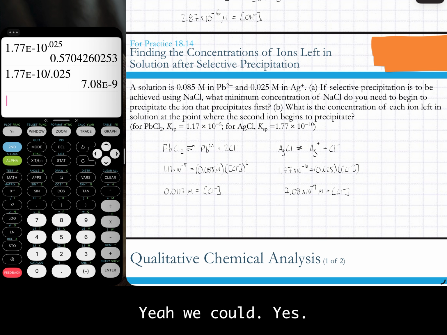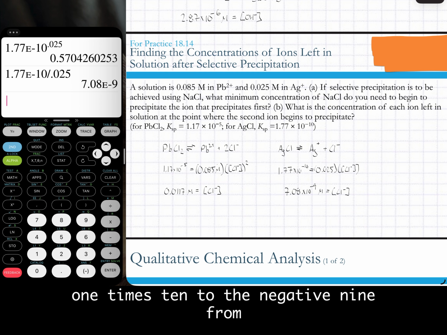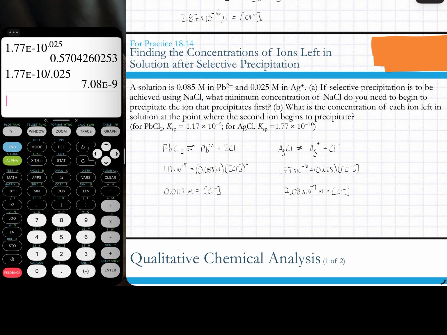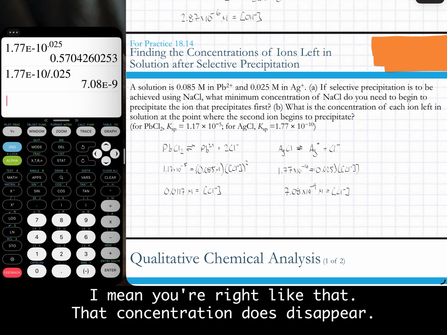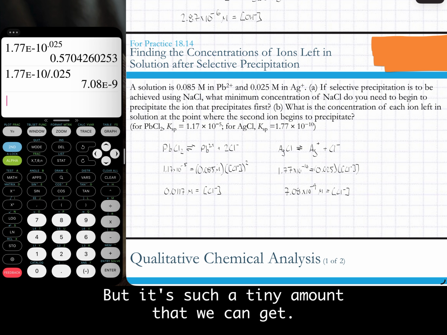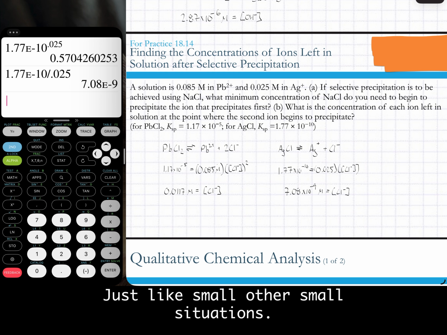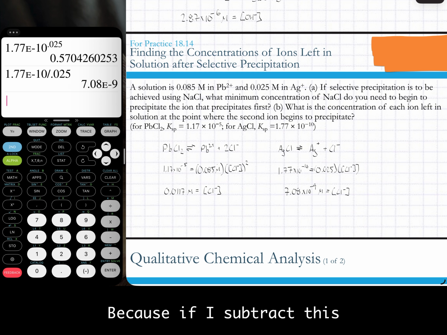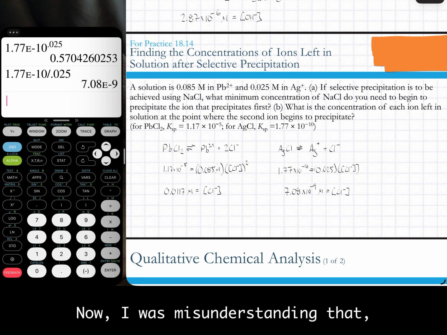We could. Yes. But when they're this far apart, it doesn't matter. If I subtract 1 times 10 to the negative 9 from 10 to the negative 2, isn't it the same as the one you got? Yeah, I mean, you're right. That concentration does disappear, but it's such a tiny amount that we can ignore it, just like other small x situations. Because if I subtract this from this, is what you're talking about, right? Okay. All right. I was misunderstanding that.